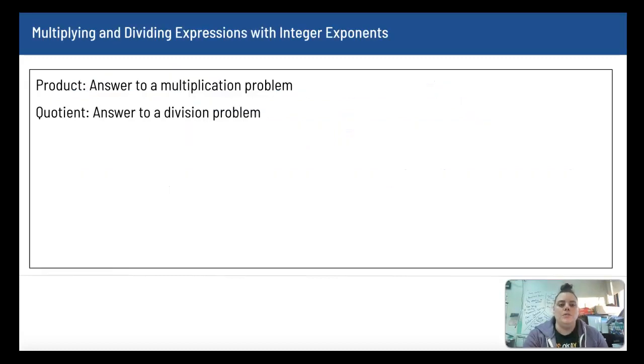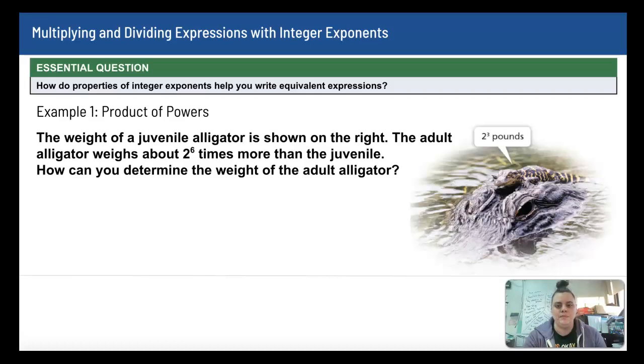A reminder that we will use the word product, which means an answer to a multiplication problem, and quotient, which means an answer to a division problem. So product will tell us multiplication, quotient will tell us division. Our essential question: how do properties of integer exponents help you write equivalent expressions?